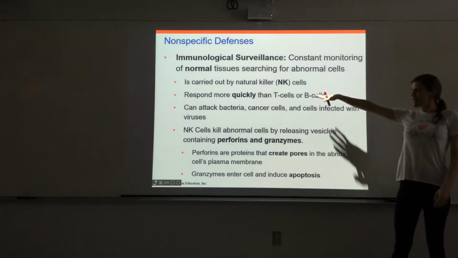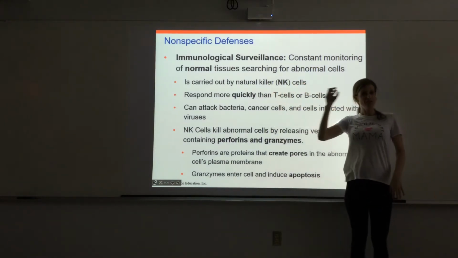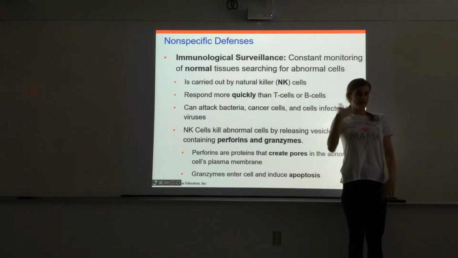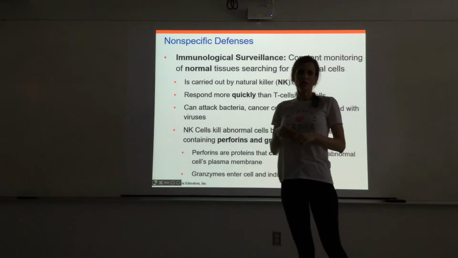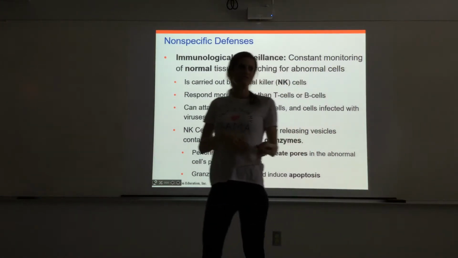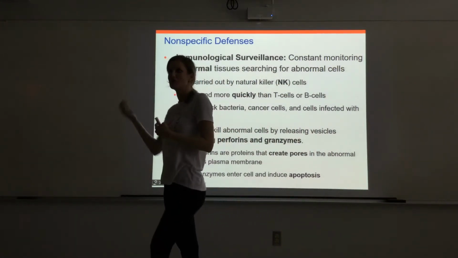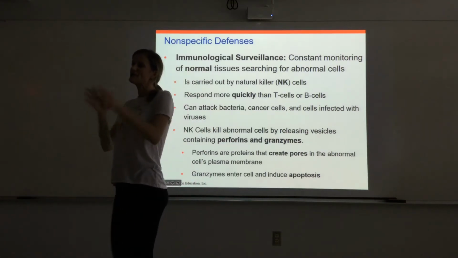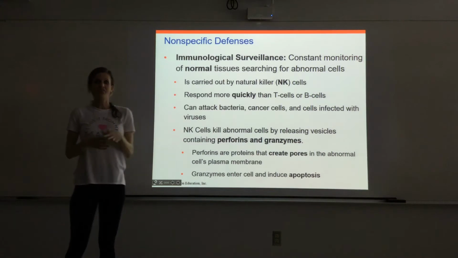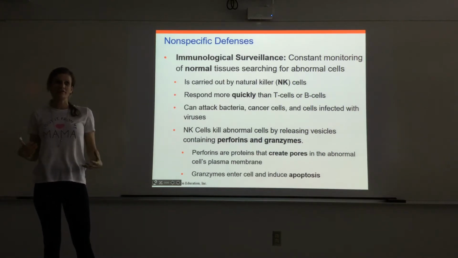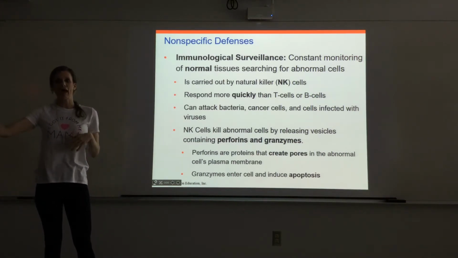So when we look at the NK cells, we see that they can respond more quickly than T cells and B cells because they don't have to be activated. Remember when we looked at the T cells and B cells, you need the antigen presentation to occur. And then you've got all of this mitosis and differentiation, and you produce antibodies, and it takes time. That's a really nice big response that you end up with, but it takes time to happen.